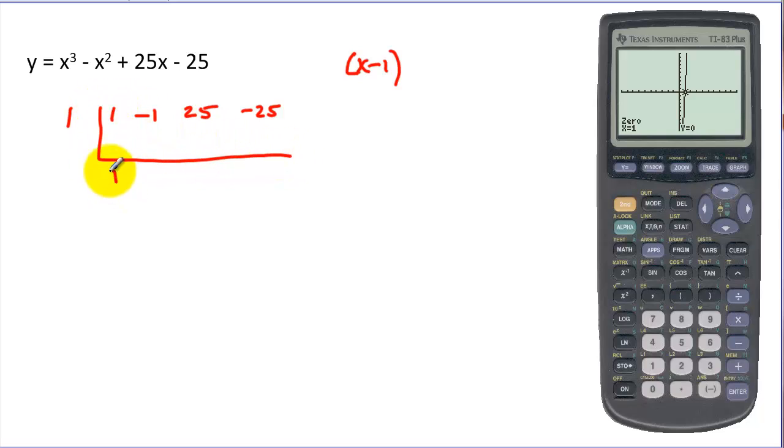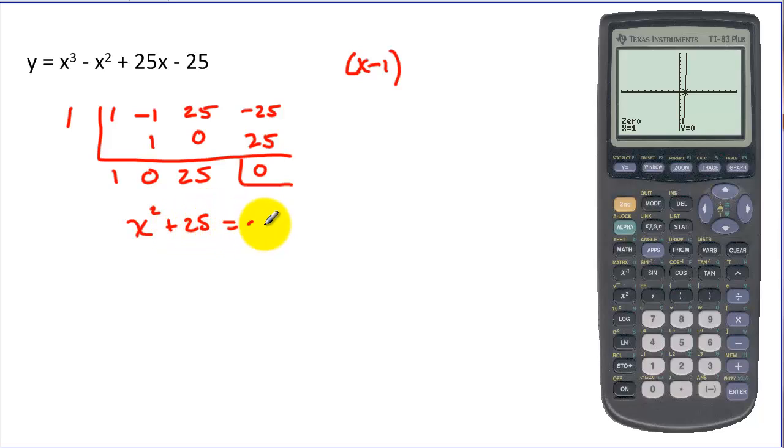We bring down the 1. 1 times 1 is 1. Now we add. 0 times 1 is 0. Add. 25 times 1 is 25. We get 0, which is good because remember that's the remainder. And since we knew this was a factor, we should get a remainder of 0. And then this represents x squared plus 25.